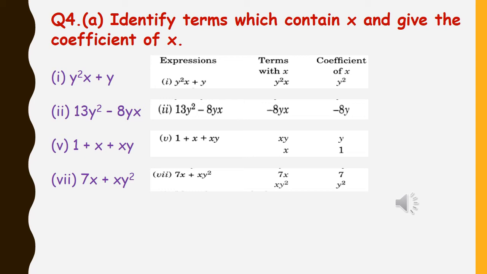Moving to the seventh part, 7x plus xy square. The first term is 7x, so the coefficient of x is 7. The second term is xy square, the coefficient of x is y square.